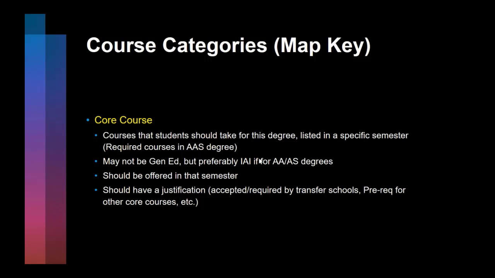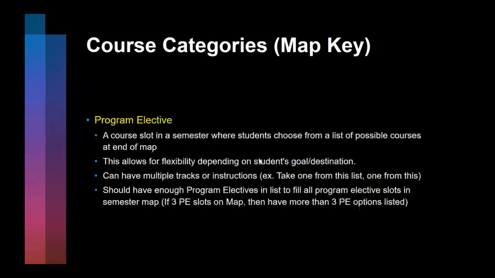So again, you want to have some sort of justification. Like you did your research and the top 3 transfer schools all required this course, or something like that. Or it's a prereq for something else. Okay, so if it's not a core course, the next category is a program elective.